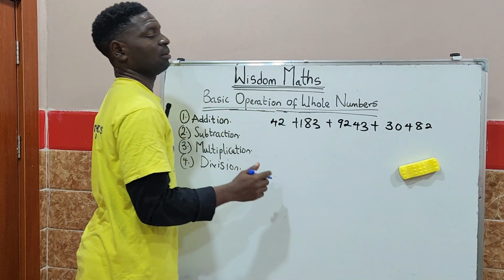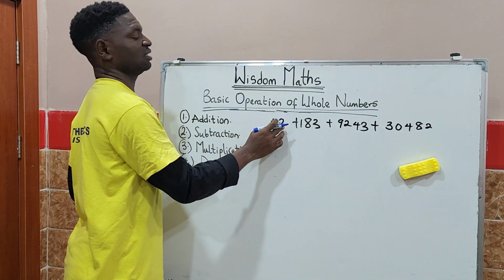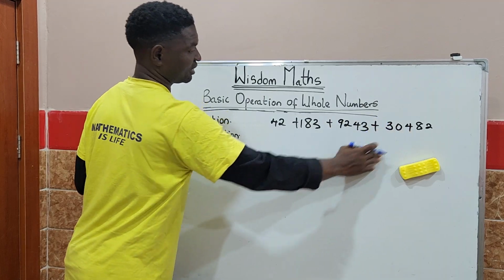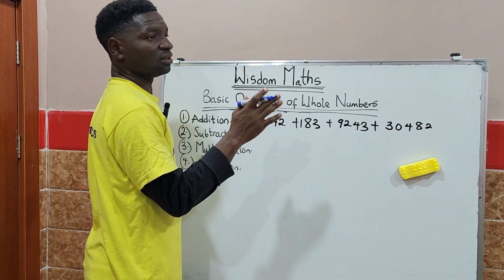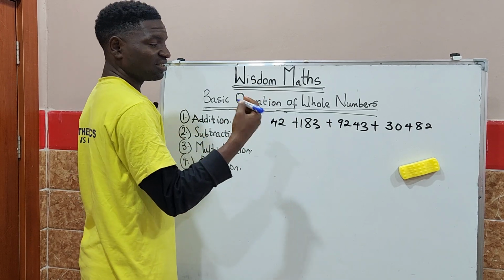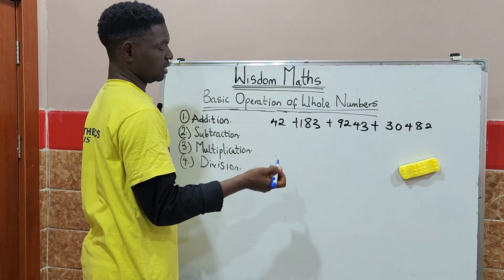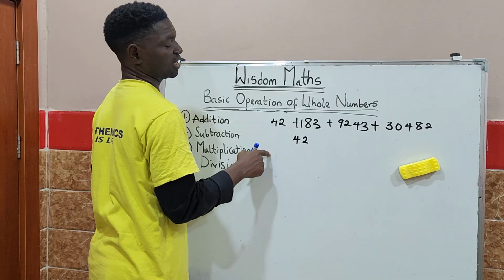But what you need to understand is the setting. This is a 2-digit number, this is 3-digit, this is 4-digit, this is 5-digit, right? So the setting is what you need to not make a mistake on. Whether you start with the bigger number or the smaller one is up to you. If I can write, I'll start with the smaller number, 42. So you see how I set it.